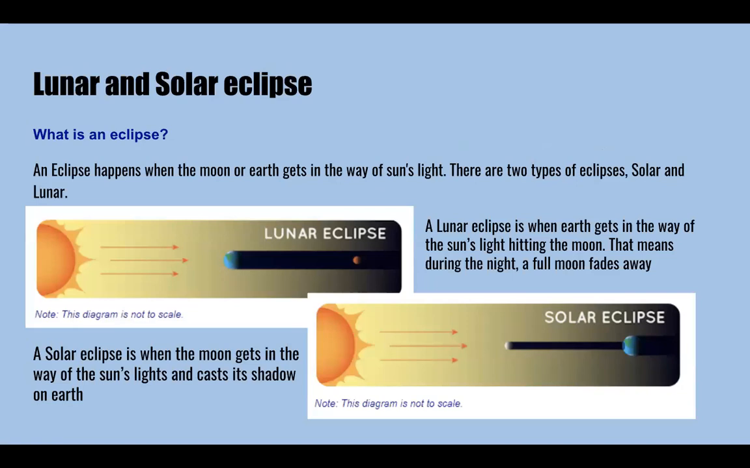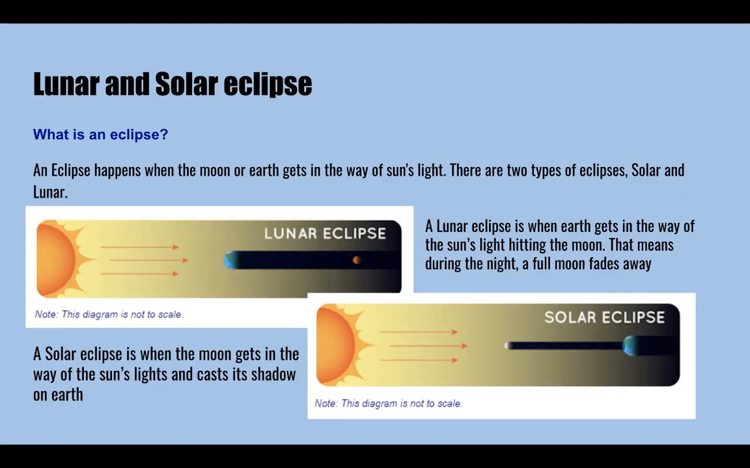So the Earth has two eclipses, the lunar and solar. Basically, a lunar eclipse is when the Earth gets in the way of the sun hitting the moon. That means during the night, a full moon fades away. And a solar eclipse is when the moon gets in the way of the sun's light and casts a shadow on Earth.